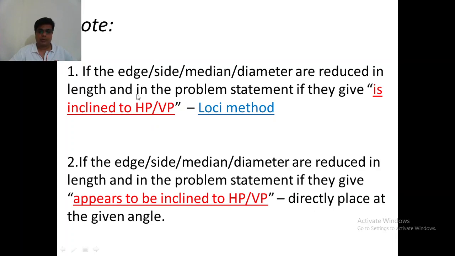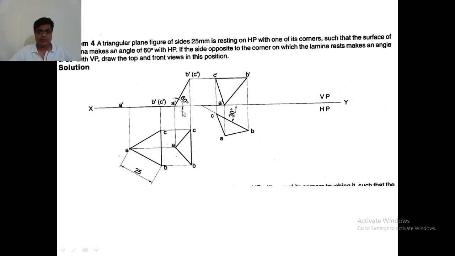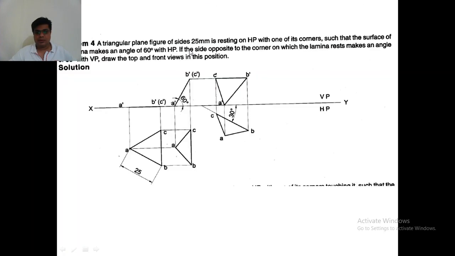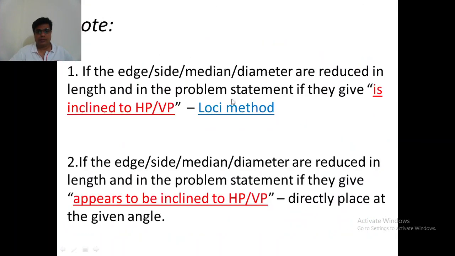Since it is given that the median is inclined at 40 degree, we have to follow the loci method here. It is given in the problem that it is inclined to VP and HP. You can see the difference: is inclined to HP and VP, versus appears to be inclined to HP and VP. Appears to be inclined and is inclined make a difference.